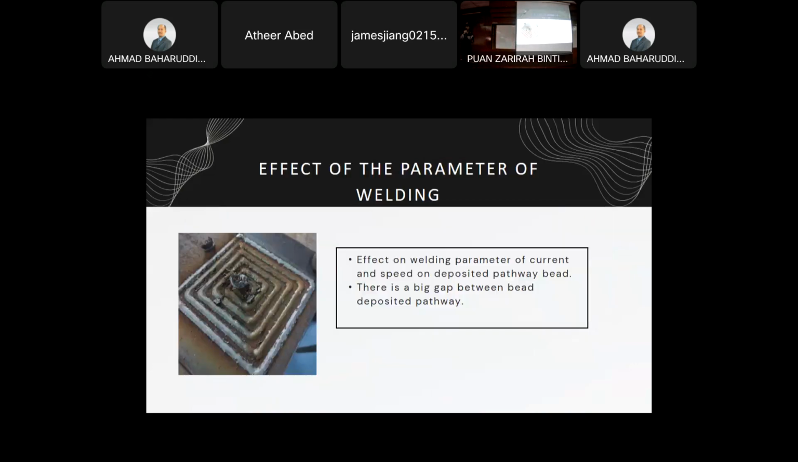This one is for the effect of the parameter change, which is the speed. The first one I used is 0.498 meter per minute. And after that, the speed that I used is 0.198 meter per minute. So this one is the gap between the deposited pathway for the first speed and the 80 ampere current for this one.